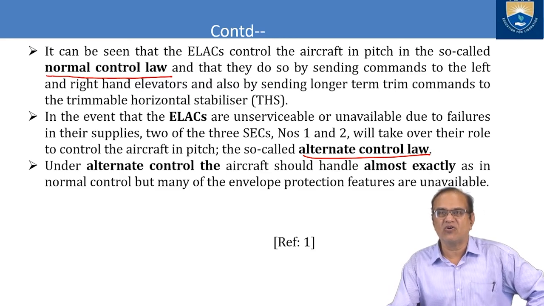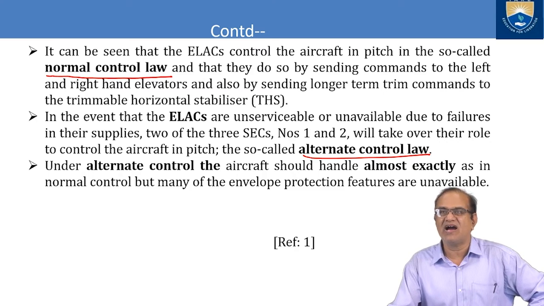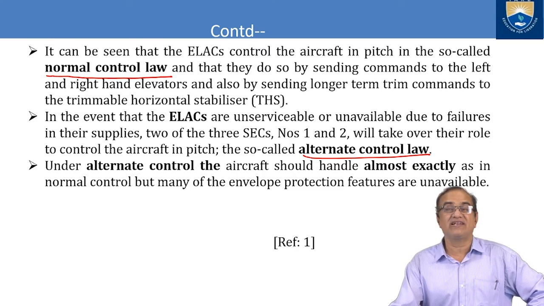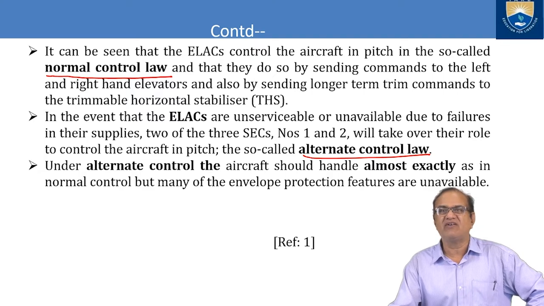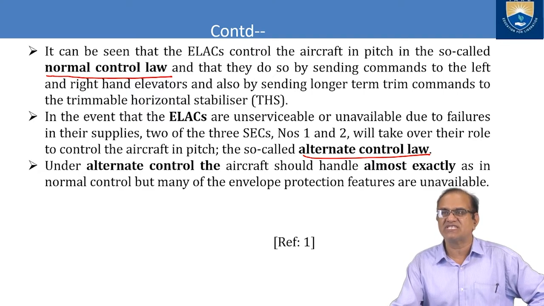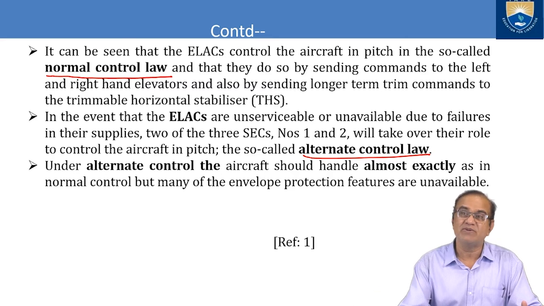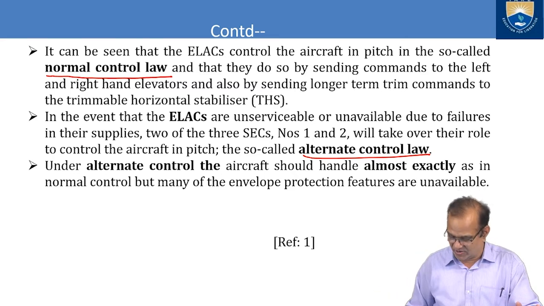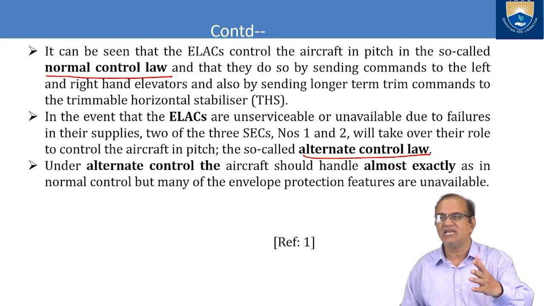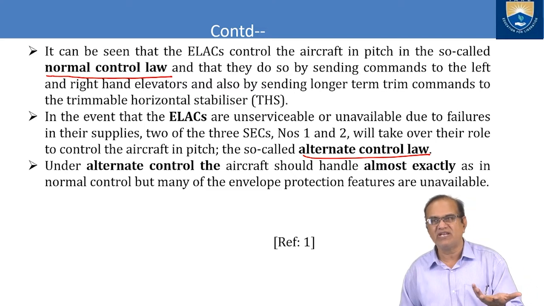Under alternate control, the aircraft should handle almost exactly as in normal control, but many of the envelope protection features are unavailable. It will work likewise, but some protection features will not be available. Take caution and fly, and you can come down as and when required.